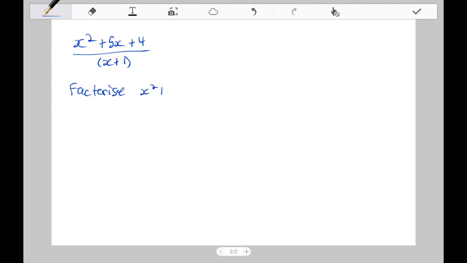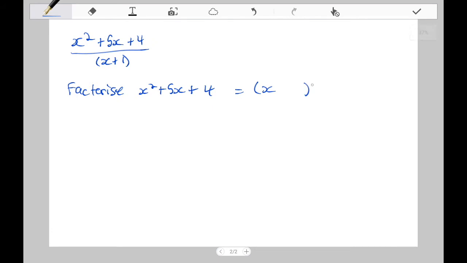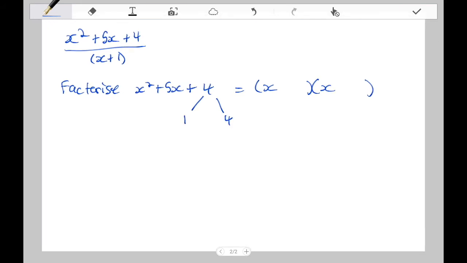So if we want to factorize x squared plus 5x plus 4, we know we're going to want to put it into two brackets, and that each of those brackets is going to have x to the power of 1 in them. Now we need to figure out what goes here and what goes here. And the way that we do that is by looking at the factors of 4. So we've got 1 and 4, and we've got 2 and 2. Well, 1 and 4, can they combine in some way to make 5x? Well, 1 plus 4 is 5, so immediately that'll work for us. We can say, therefore, that it factorizes to x plus 1, x plus 4.